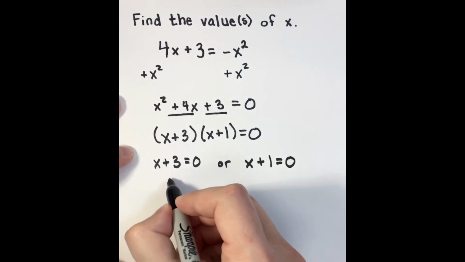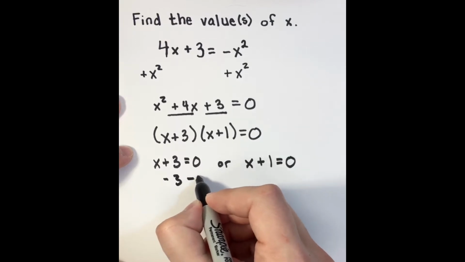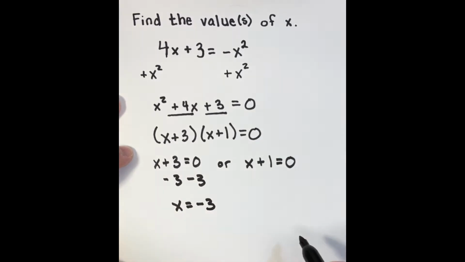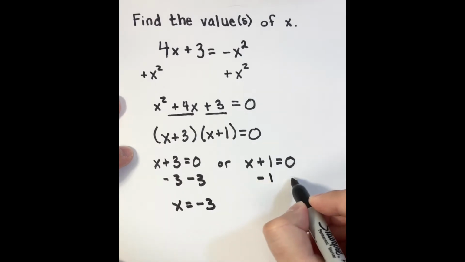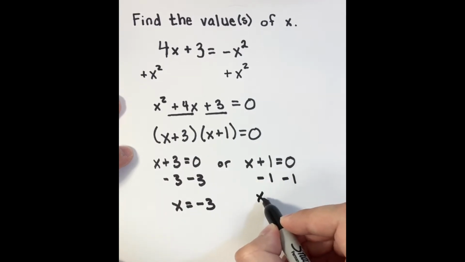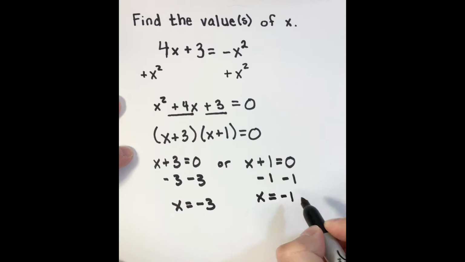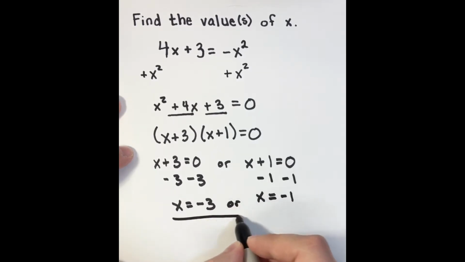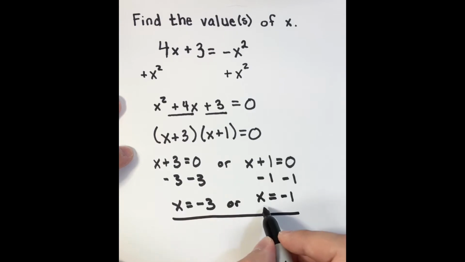So let's solve this one first. I want to get x by itself, so I'm just going to subtract 3 from both sides. I get x equals negative 3. On this one, I'm subtracting 1 from both sides. I get x equals negative 1. So my answer is going to be x equals negative 3 or x equals negative 1.